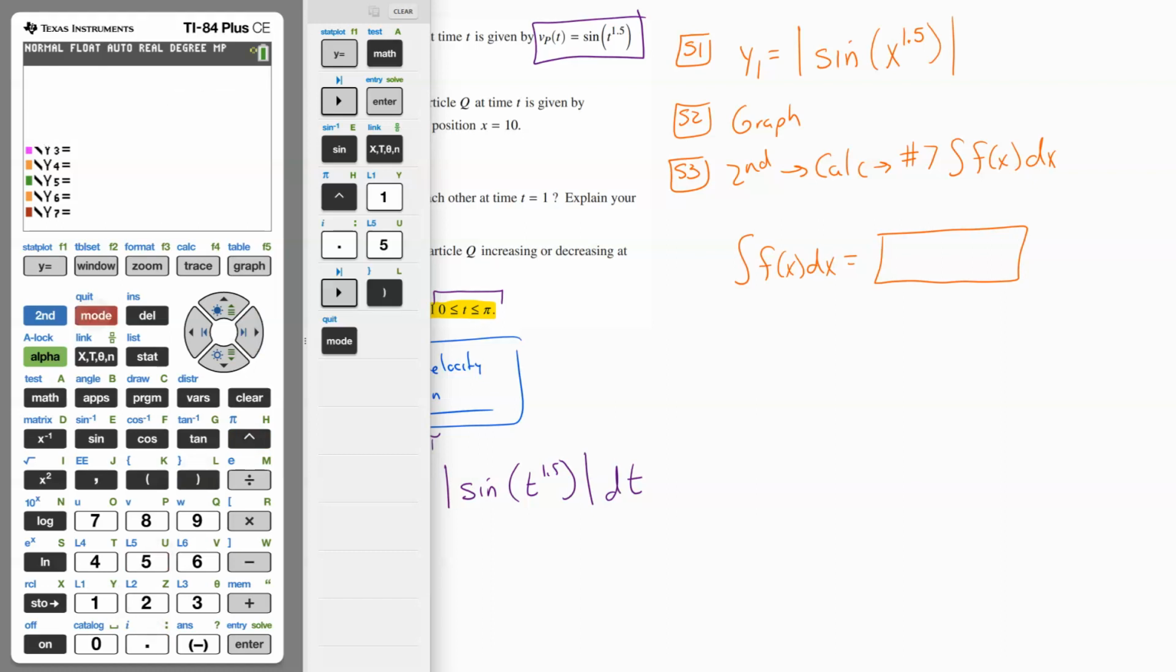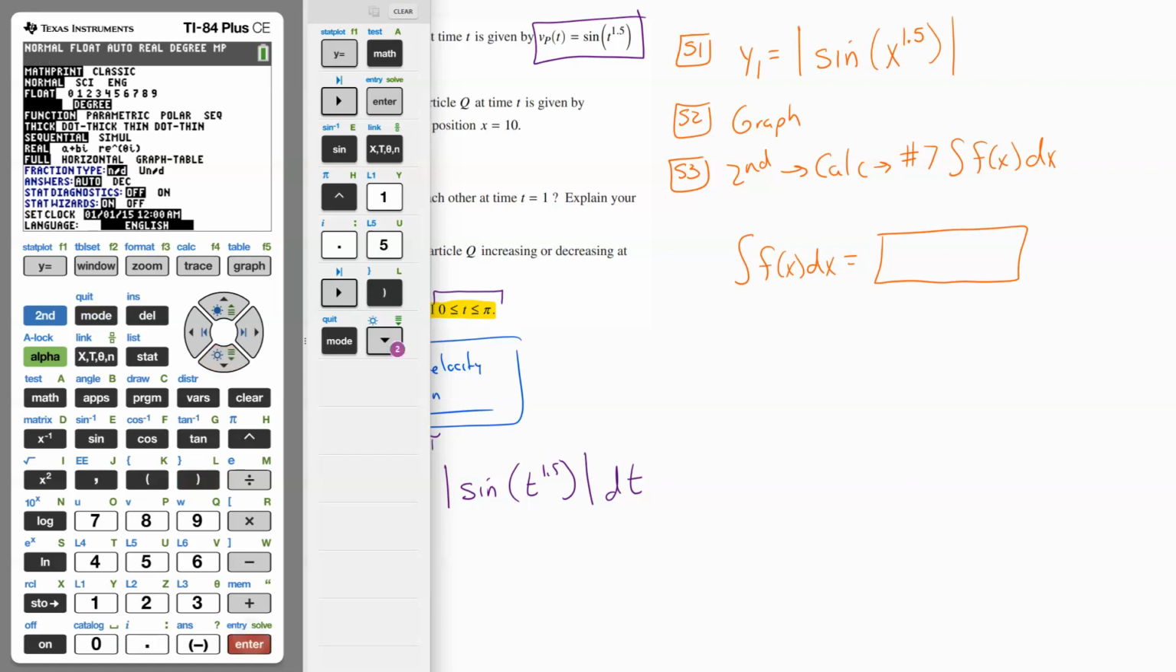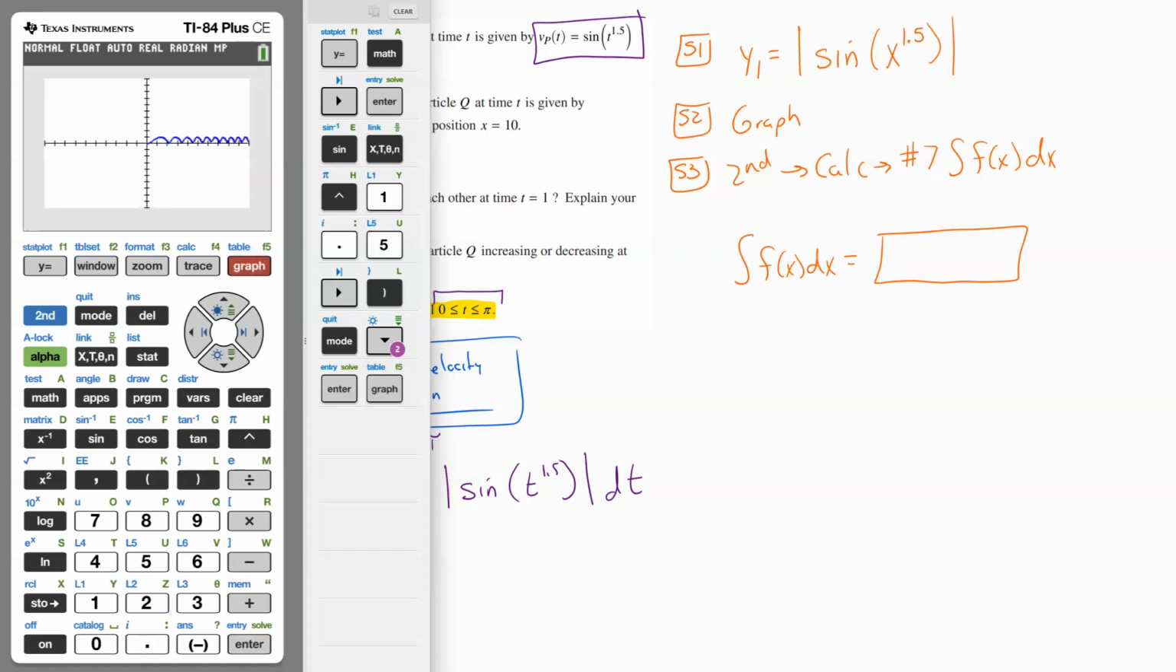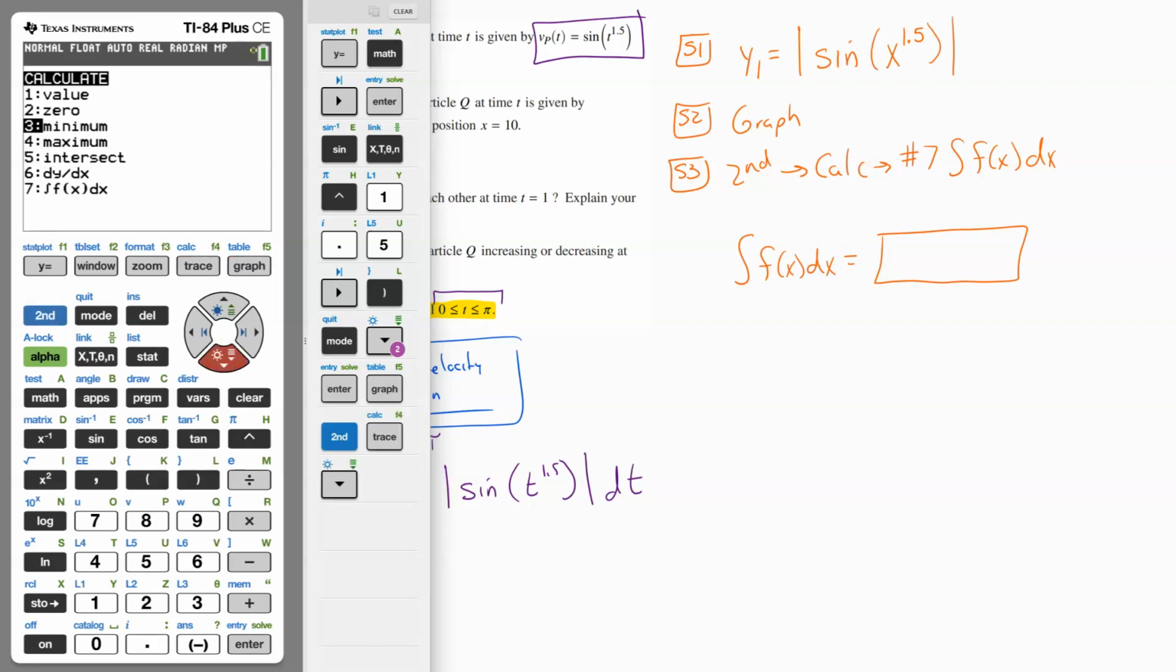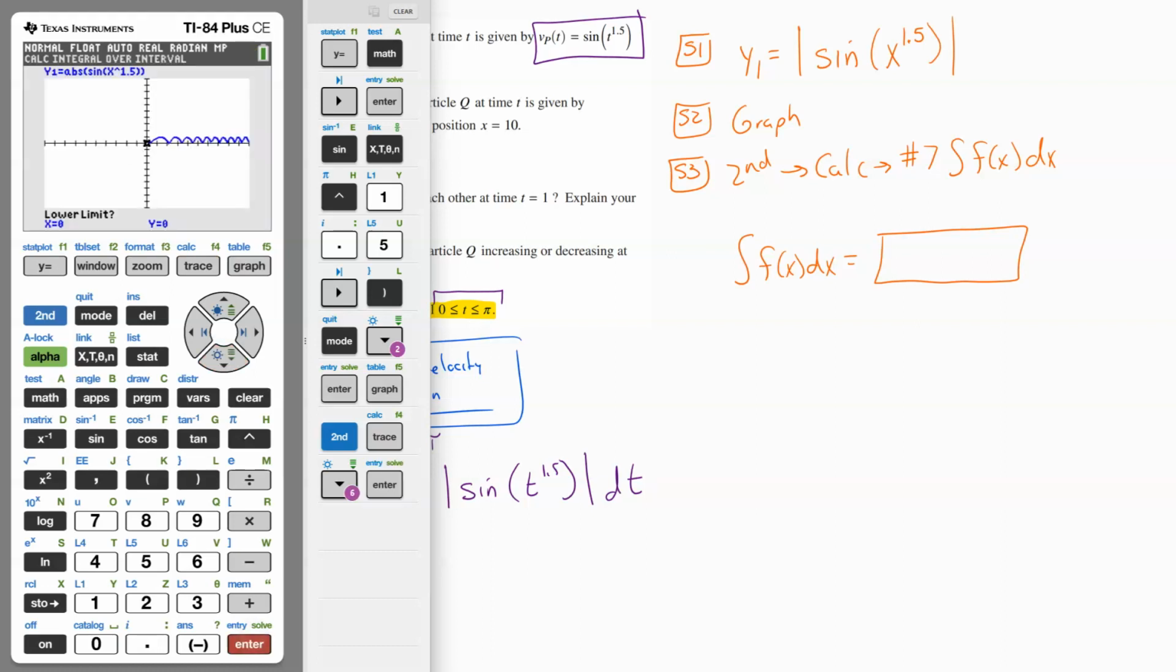You want to make sure your mode is set to radian. The entire test is in radian mode, so make sure your calculator is set to radian mode before you graph this. Hit the mode button and then make sure radian is highlighted. And now we'll graph it. And there's our graph. Now to find what we're looking for, we're going to hit second, calc, and then inside the calc menu, we'll choose that number 7 option, integral of f of x dx. Hit enter on that. It's now going to ask us a series of 2 questions.